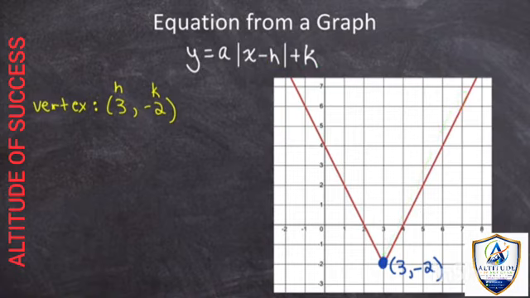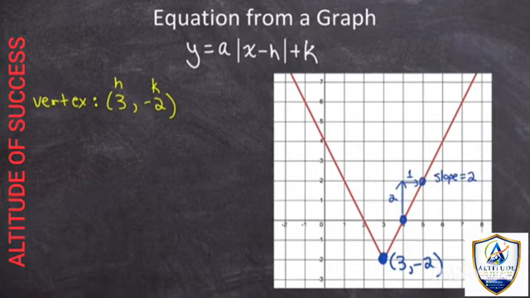Picking any 2 points on that right side of the function, for example, those 2 points, the slope is up 2, right 1. So the slope is 2, meaning the a value is 2. But if you weren't able to easily count the slope, you'd have to solve for it. And you can do that by picking some other point on the function that is not the vertex.